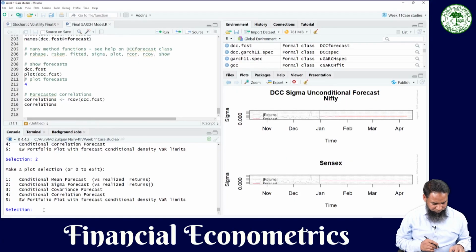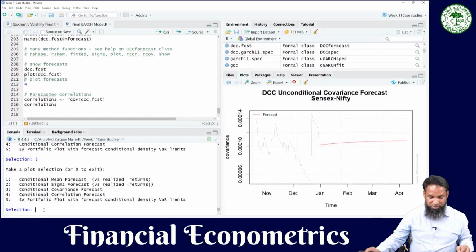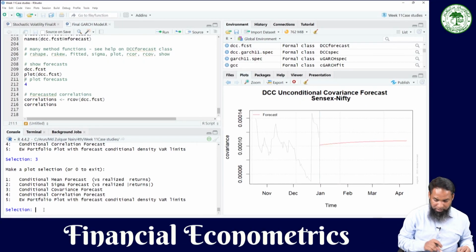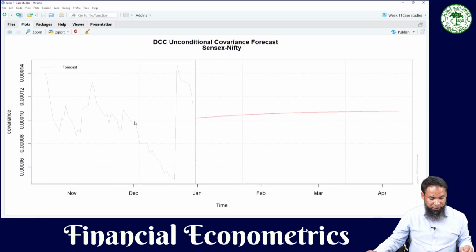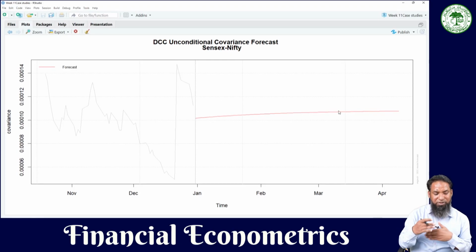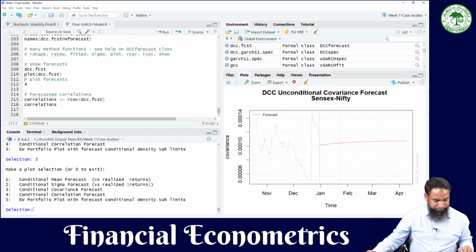Similarly, we can use the conditional covariance. Here again, this is the actual conditional covariance and this is the forecasted. What we can observe is that as time passes, conditional covariance is becoming more and more. That means if you are investing in both of these, the diversification chances are very limited when using these two index assets. Let us use the correlation here.